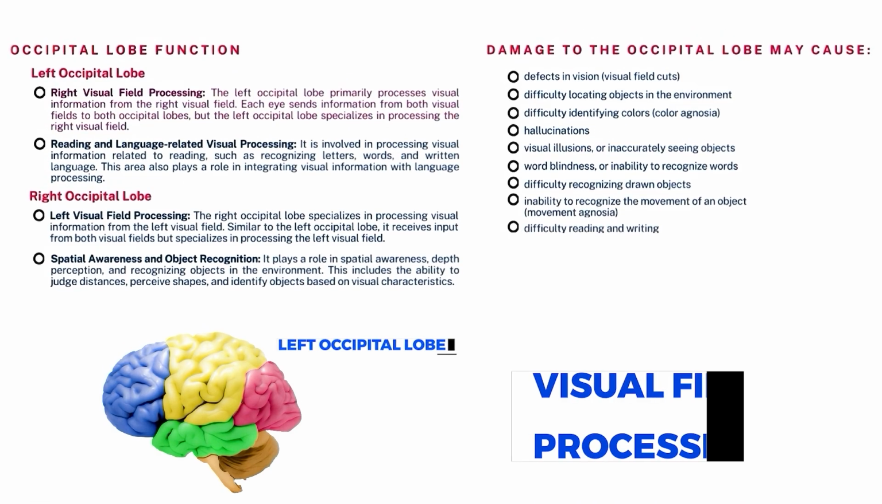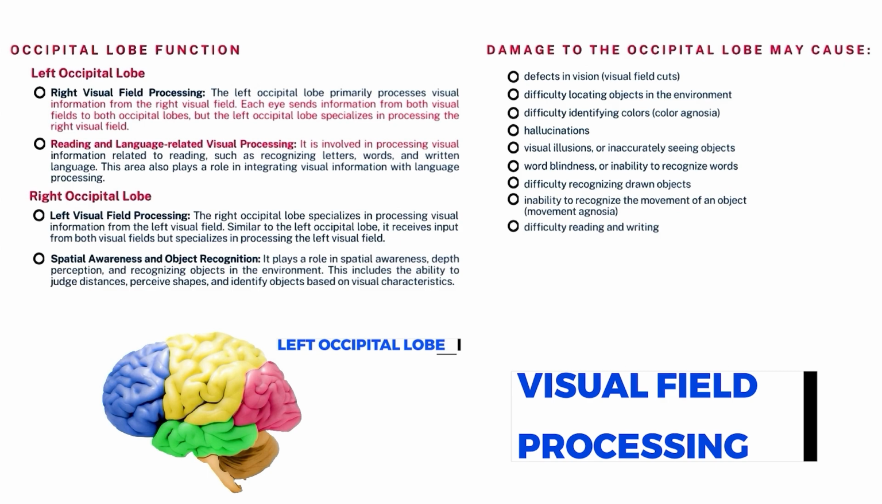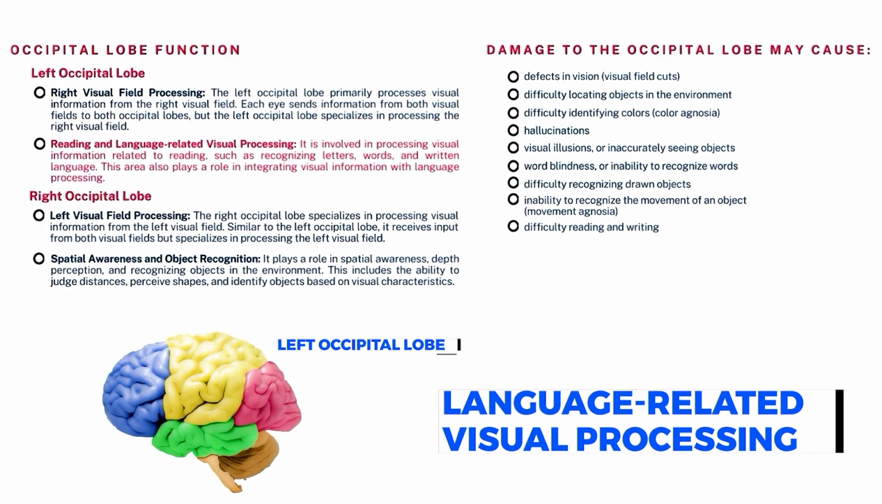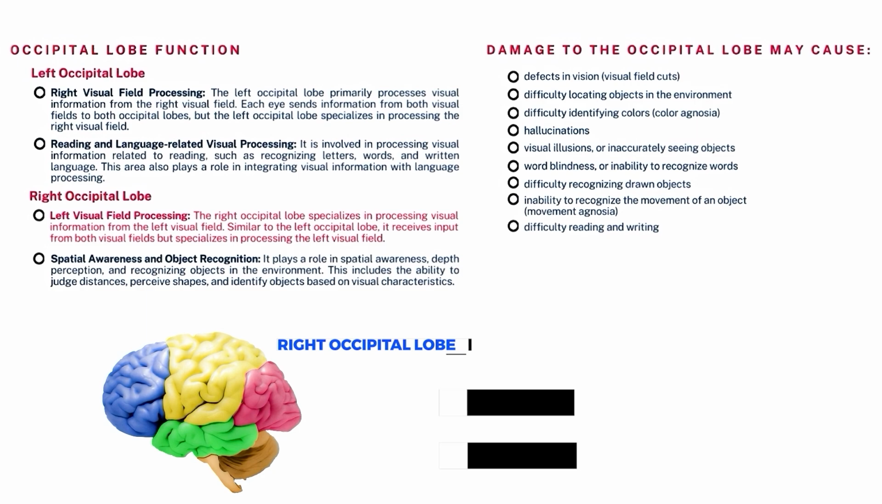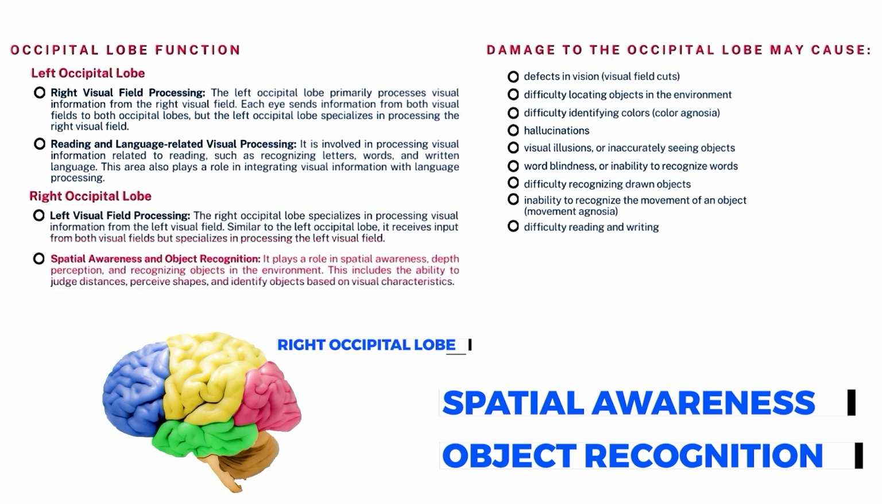Coming to the occipital lobe, again, the dominant lobe processes the visual field, and it also processes the reading and language visual process. The written words are processed here. The right occipital lobe, non-dominant, again processes the left visual field, and it has spatial awareness and object recognition.